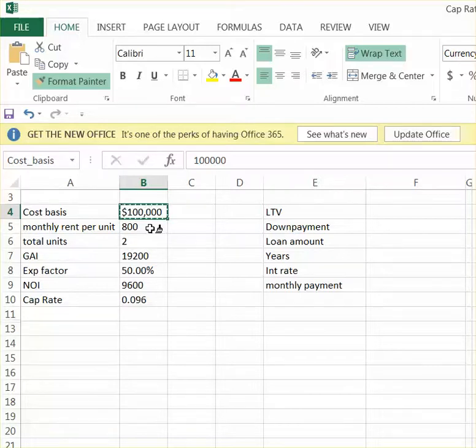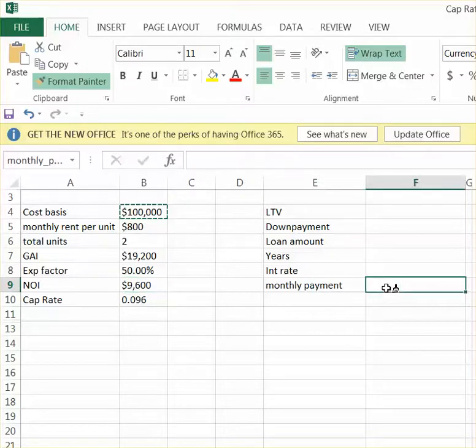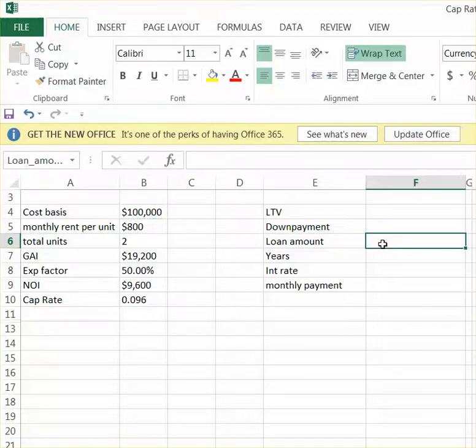Let me see. Rent per unit, that's cash, GAI, that's cash, NOI is cash, monthly down payment, when we start messing with that, that's money. The loan amount is going to be money. Yep, that's about all of that. Hit the escape key, notice my paintbrush went away. A number's a number, so I'm not going to do anything there.